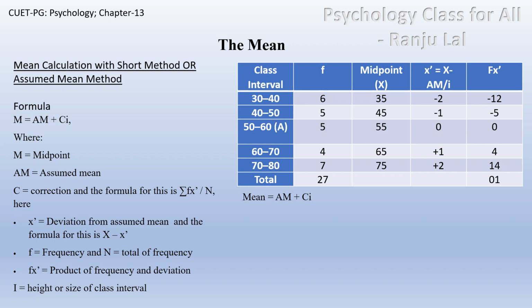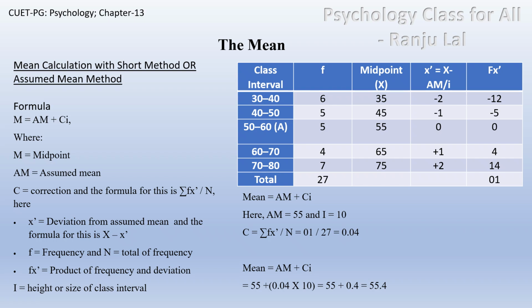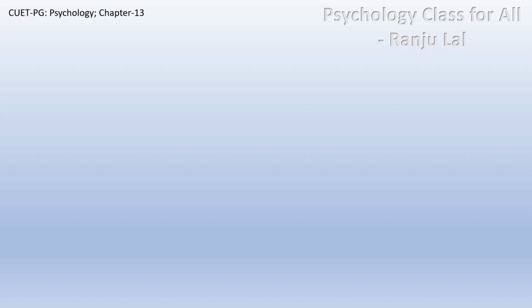So now the short method of mean calculation is equal to AM plus CI. Here AM is 55, I is equal to 10. Now calculation of C or correction will be done with the formula as summation fx deviation divided by n, that is 1 divided by 27 is equal to 0.04. Now putting all values as per the formula, mean is equal to AM plus CI, 55 plus 0.04 into 10 is equal to 55 plus 0.04 is equal to 55.4. So the mean result will be interpreted as the average value. The average anxiety score is 55.4 among 100 students.